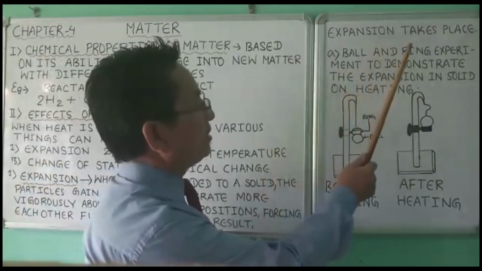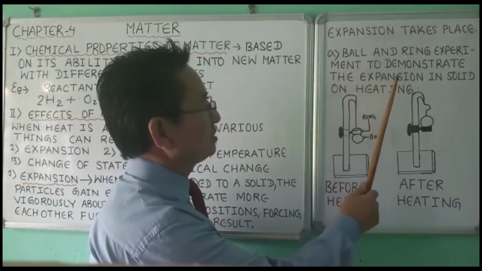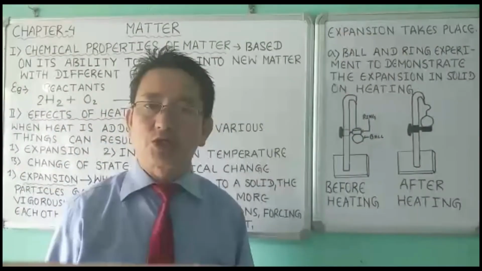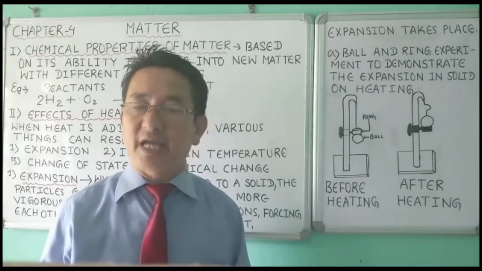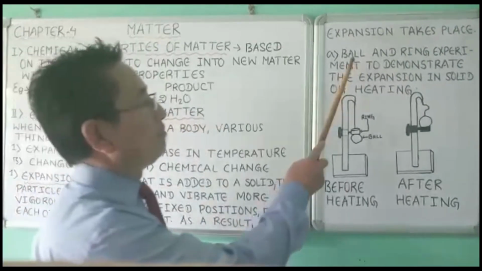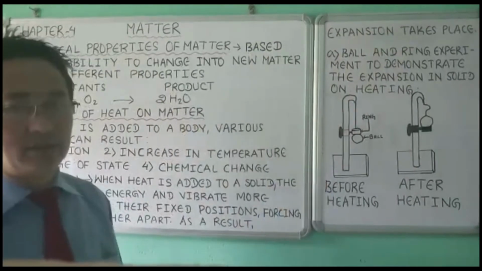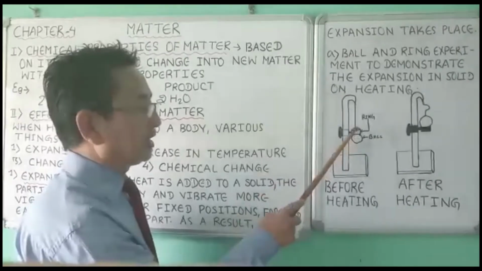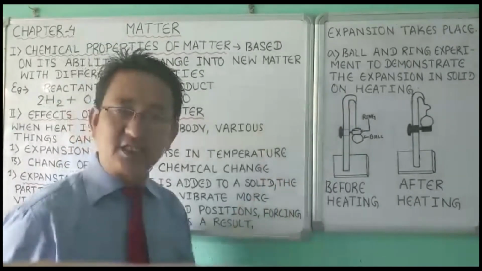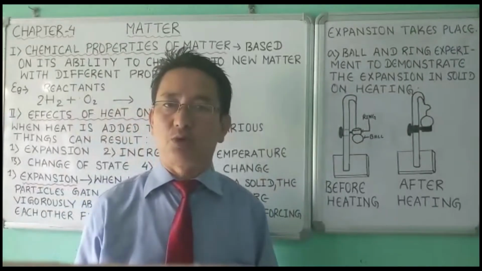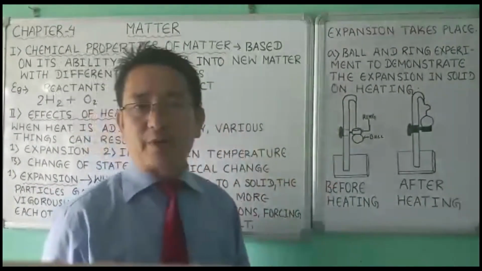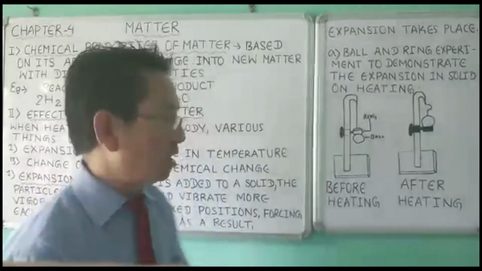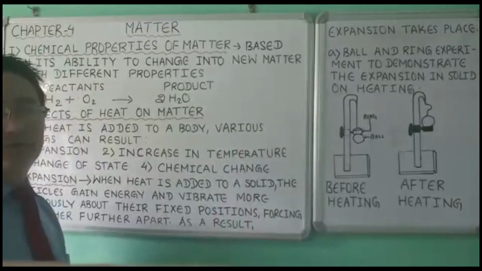Next, ball and ring experiment to demonstrate the expansion in solid on heating. Solid expansion on heating can be demonstrated by the ball and ring experiment. As you can see here, this is the stand, metal ball, ring, clamp and string. These are the equipment or apparatus which are needed for this experiment. These are set up in such a way as shown in the diagram.